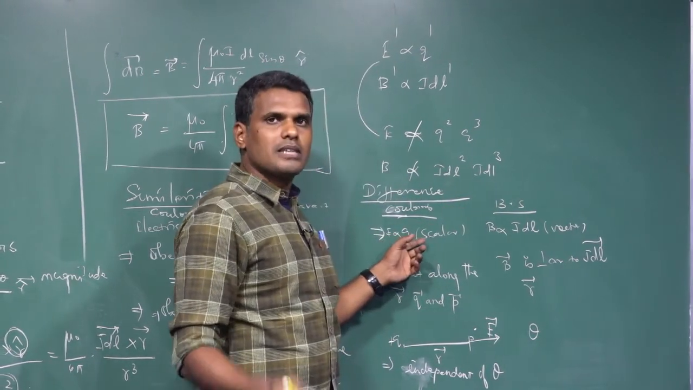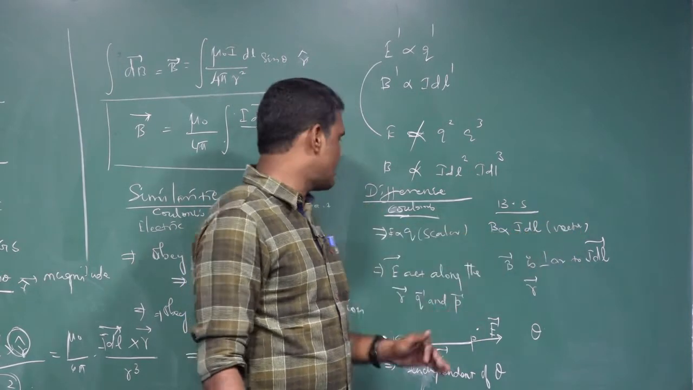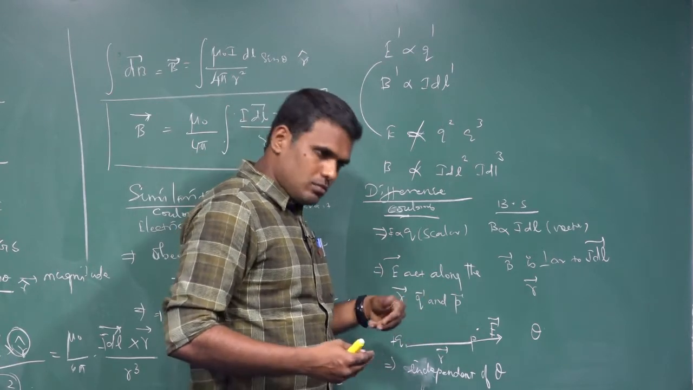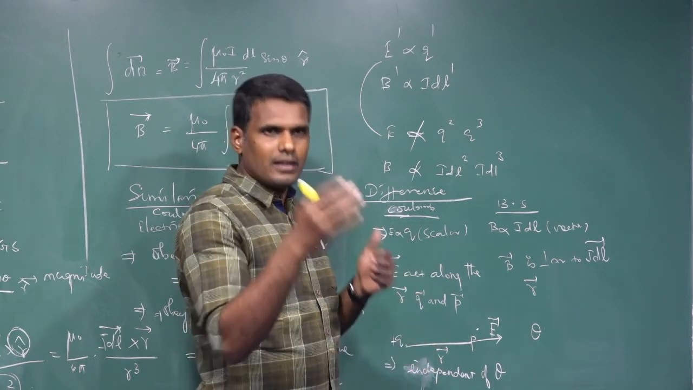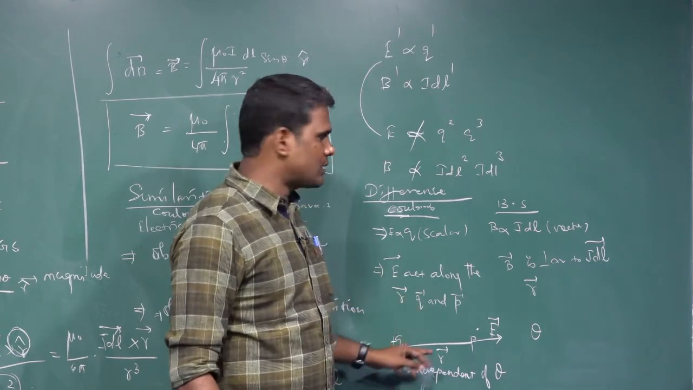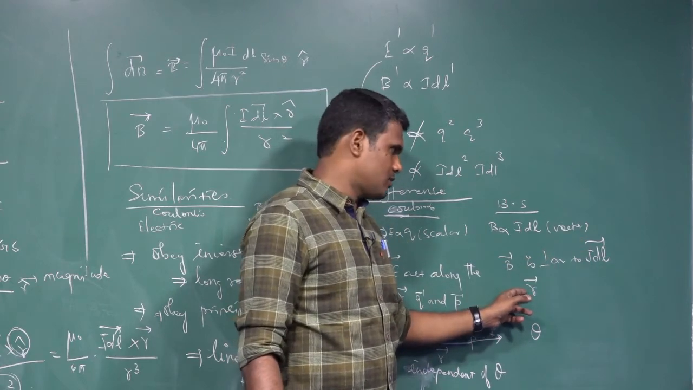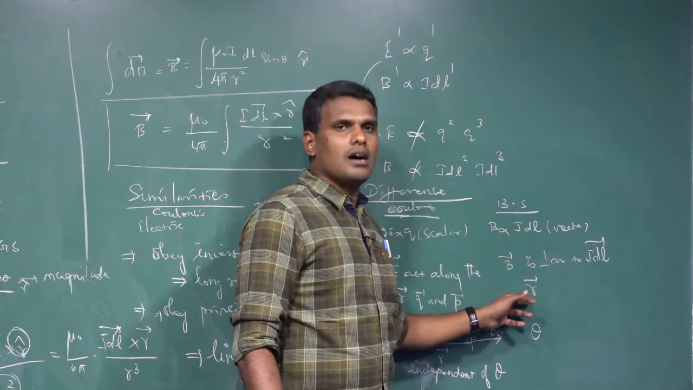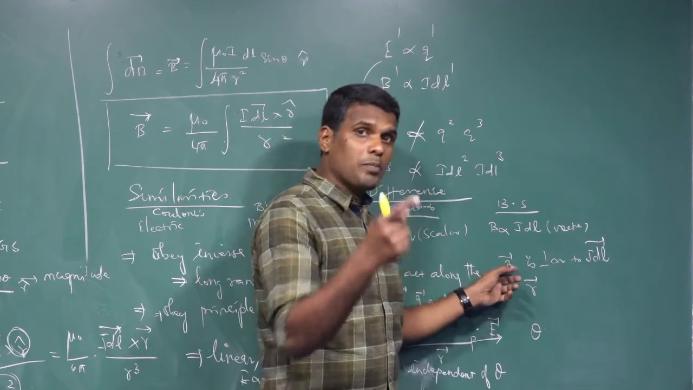Electric field depends upon a scalar quantity, let us say charge, and magnetic induction depends upon the current element, which is nothing but a vector quantity. Electric field acts along the position vector, which is the line which connects the charge and the point where the electric field has to be determined. So field acts along the direction of position vector. B vector, magnetic induction, is perpendicular to Idl vector and r vector. So magnetic induction acts perpendicular to the vectors, Idl vector and r vector.